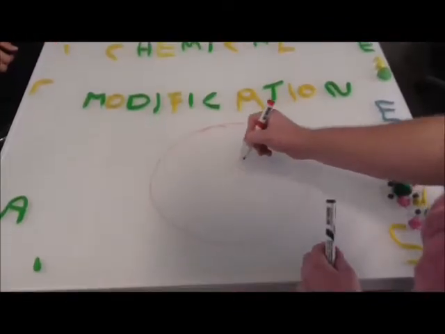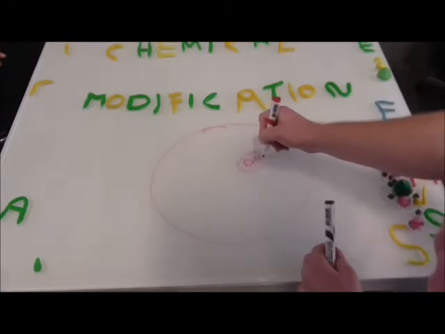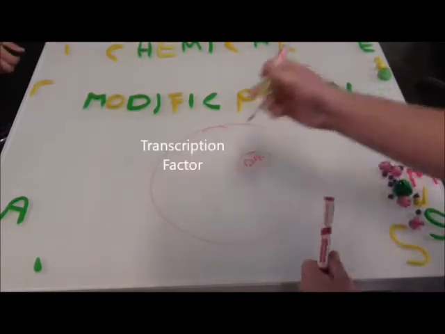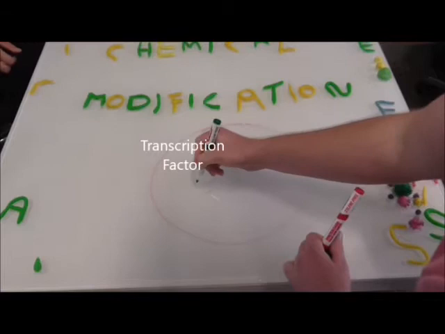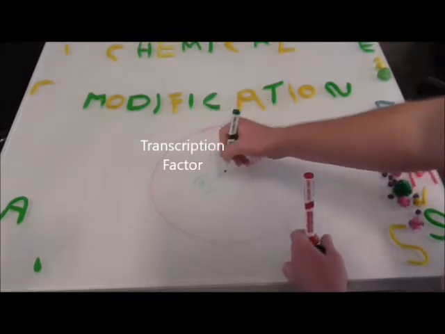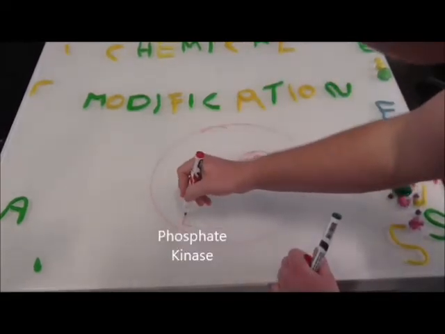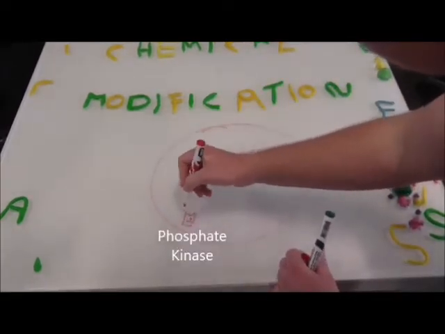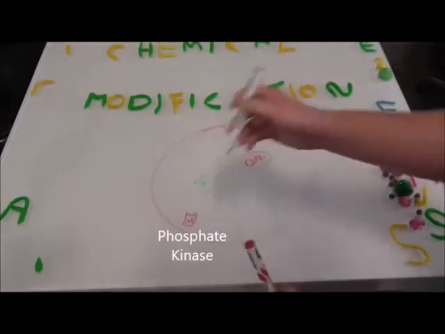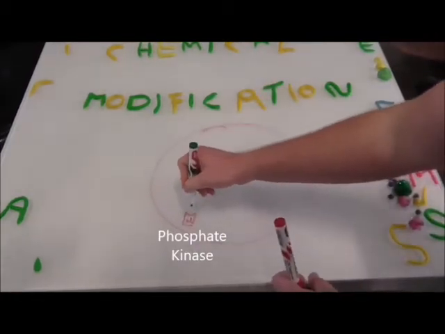Chemical modification, or the addition of compounds to transcription factors, occurs in the nucleus and influences the way those transcription factors work. An example of this is phosphorylation. Transcription factors have a specific binding site that allows them to bind to DNA. Phosphate kinases are the key molecules to phosphorylation.